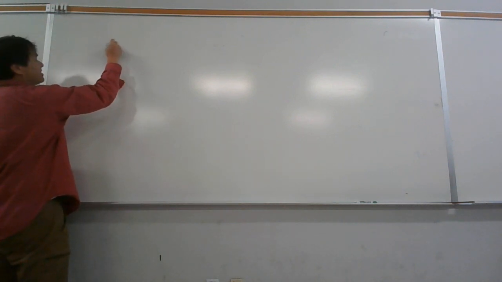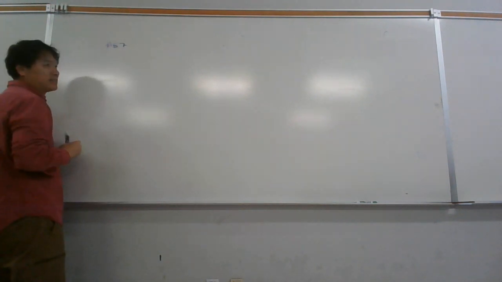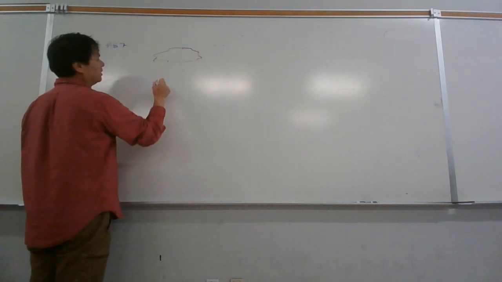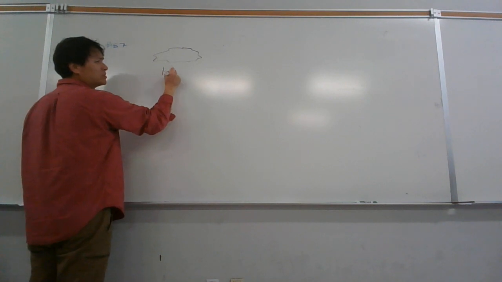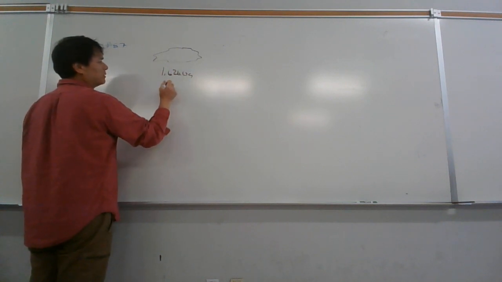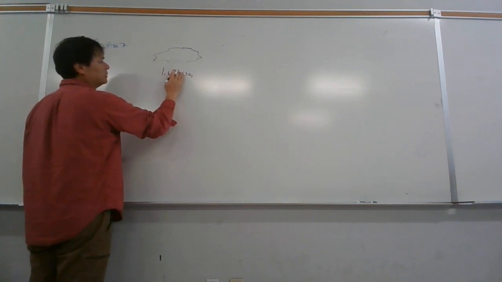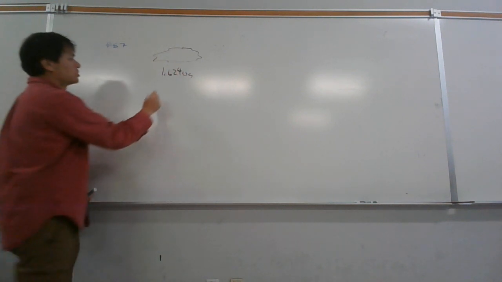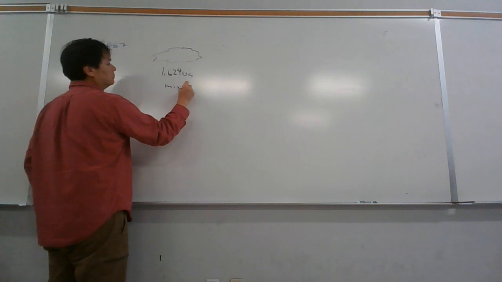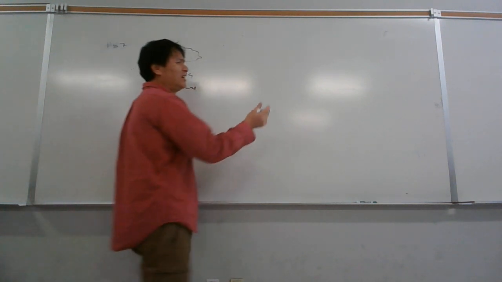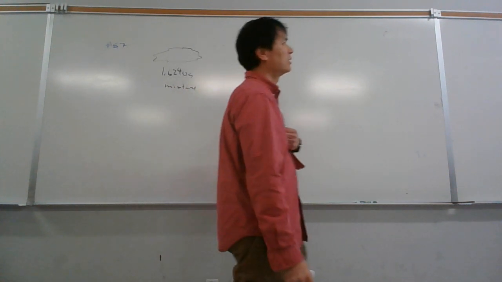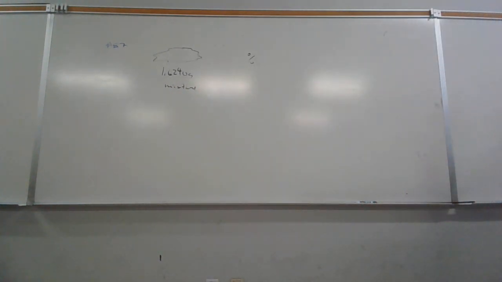So this is number 87. We have a sample here, and it's 1.6240 grams of mixture. And what we want to do is determine the percent of each compound. It's going to contain sodium nitrate and sodium chloride.